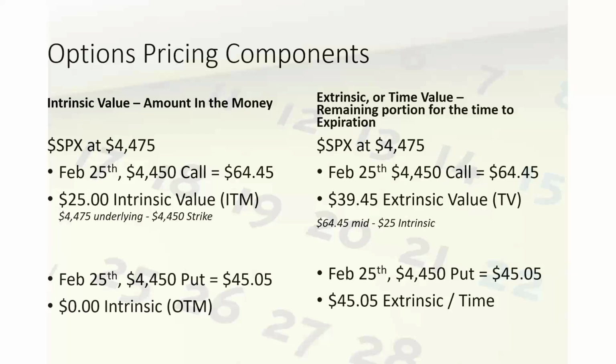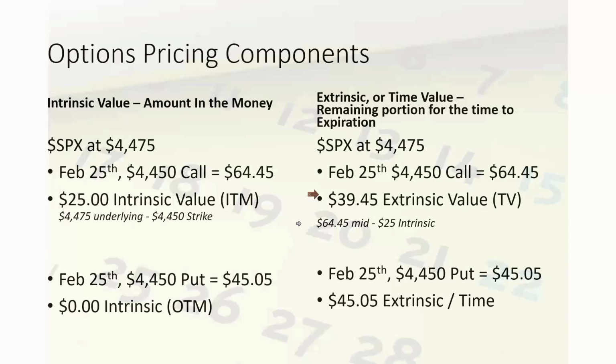If SPX is trading at 4475, the February 25th 4450 call here is priced at 64.45. Well, it's $25 of intrinsic value, the 4475 minus the 4450 strike price. So the remaining value is the time value. This is an in the money call, of course. The 4450 call is in the money from 4475. The February 25th 4505 put is priced at 45.05, has zero intrinsic value, all time value.